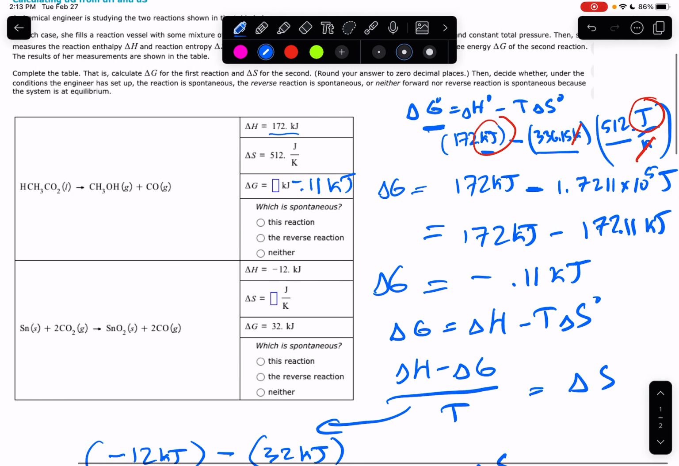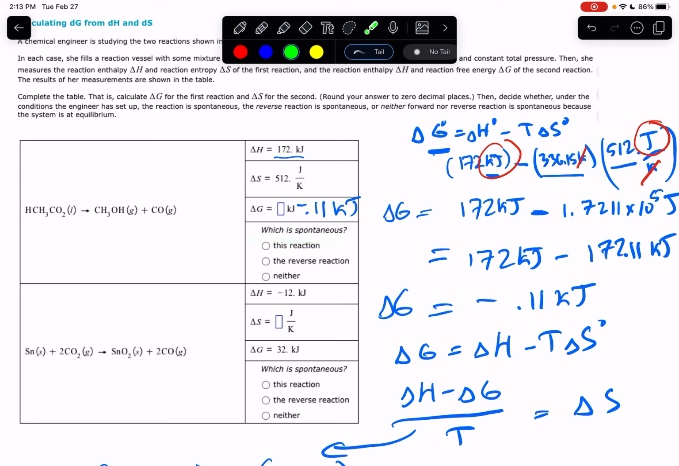Now, one of the things that I failed to do originally is go up in the problem, and they asked the second part of the question, and they said, is it spontaneous? And what we know to be true is this always. When the change in G is negative, the reaction is always spontaneous, right? So this reaction here is spontaneous.